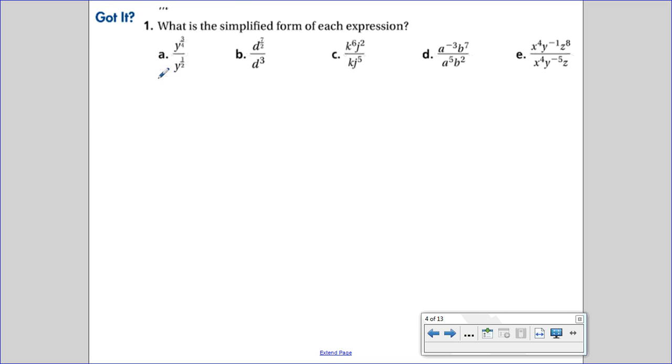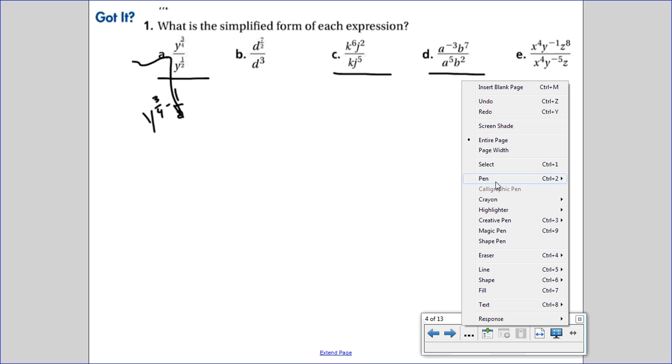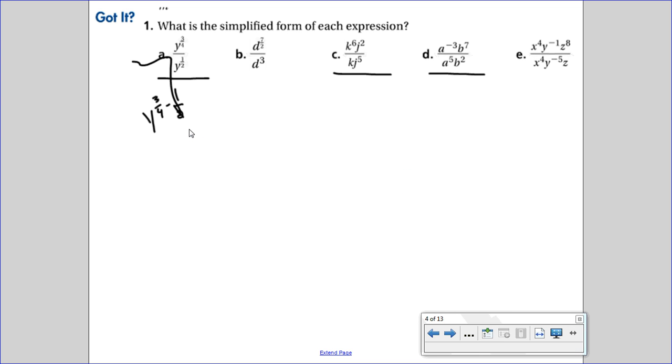Go ahead, we're going to try A, C, and D. So go ahead and try those. Okay, so A, we're looking at y to the 3/4 minus 1/2. 3/4 minus 1/2 is just 1/4. So what we are left with is y to the 1/4.